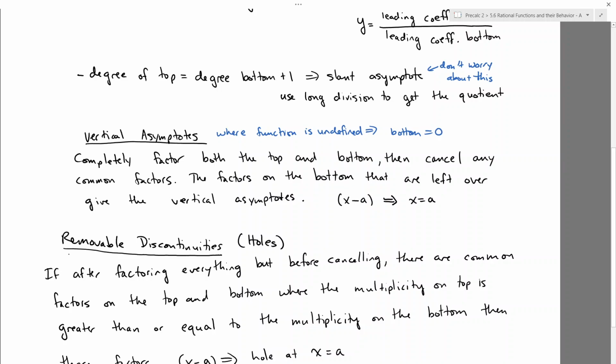And as always, if a factor looks like x minus a, we write it as x equals a. So for example, if the factor is x plus 3, the vertical asymptote you write as x equals minus 3, right? So it's always the opposite.